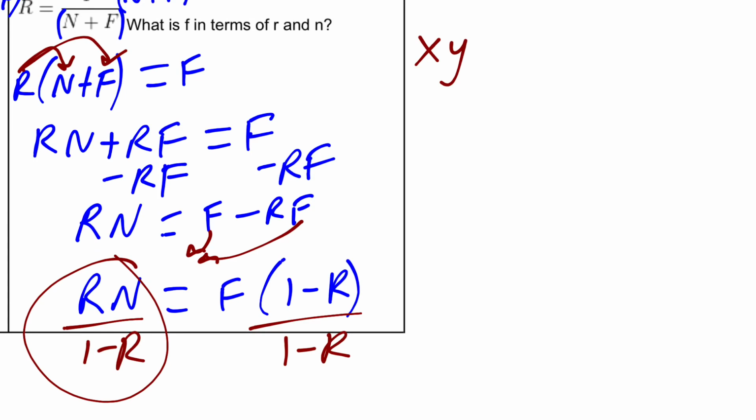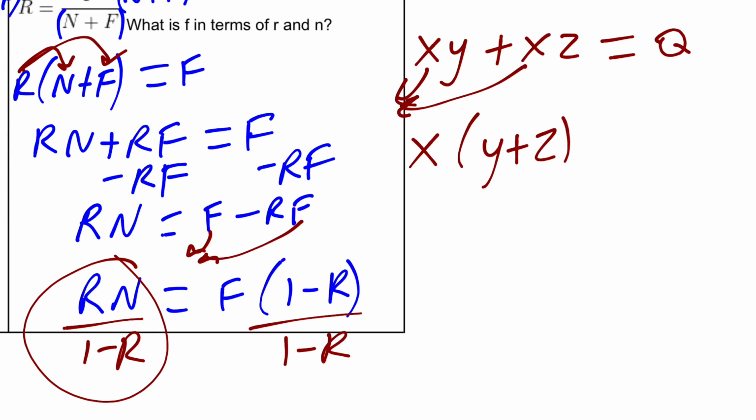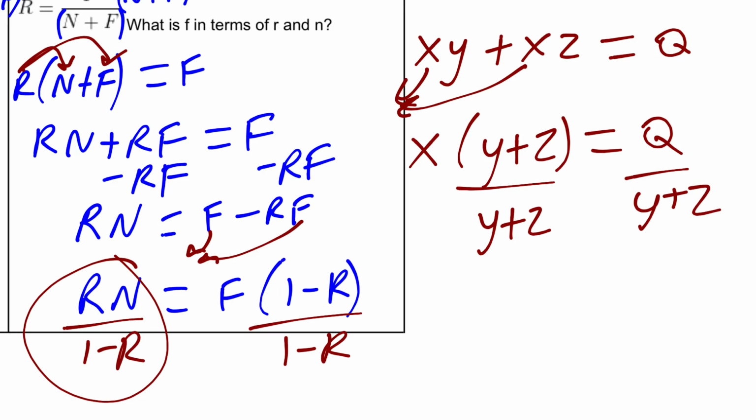I think it's more likely that you would see one like this. Let's say xy plus xz is equal to q. You would have to factor out a common x and write it like this. X times y plus z is equal to q. And assuming you were solving for x, we're going to divide by y plus z. And that would be your answer.